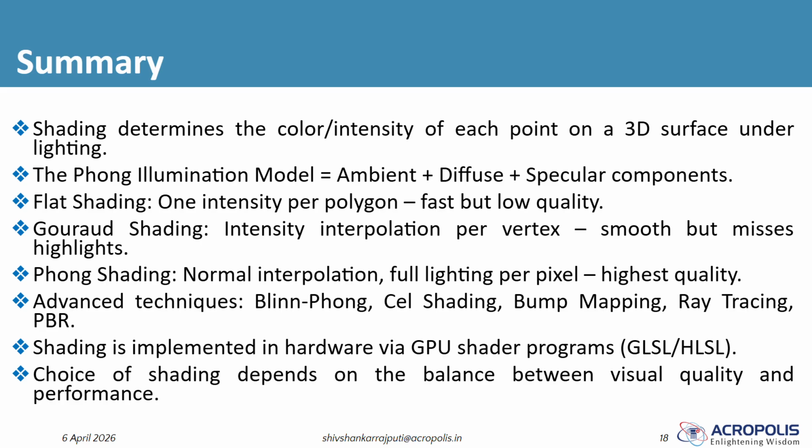To summarize, shading determines how color and light appear on 3D surfaces. The Phong illumination model combines ambient, diffuse, and specular components. Flat shading is fast but coarse. Gouraud shading is smoother but can miss highlights. Phong shading is the most accurate. Advanced techniques include Blinn-Phong, cel shading, bump mapping, and ray tracing. Ultimately, the right choice depends on balancing visual quality and performance requirements.